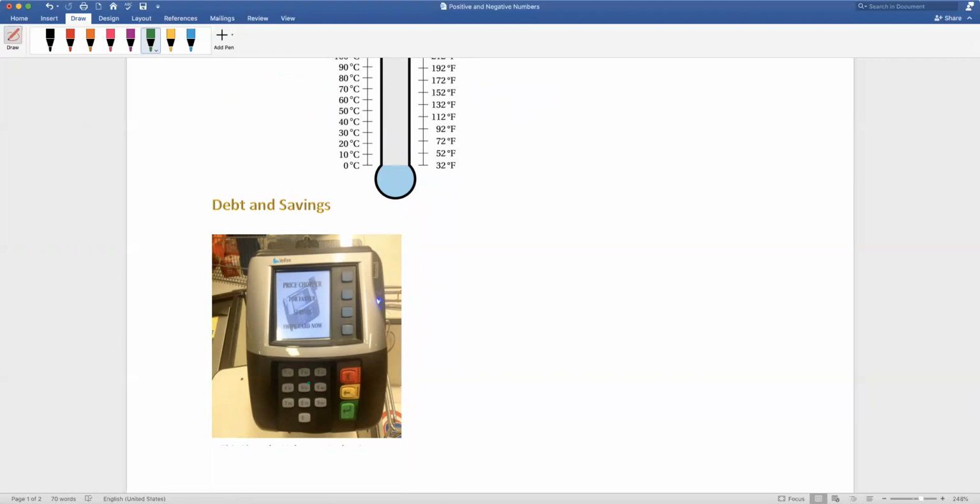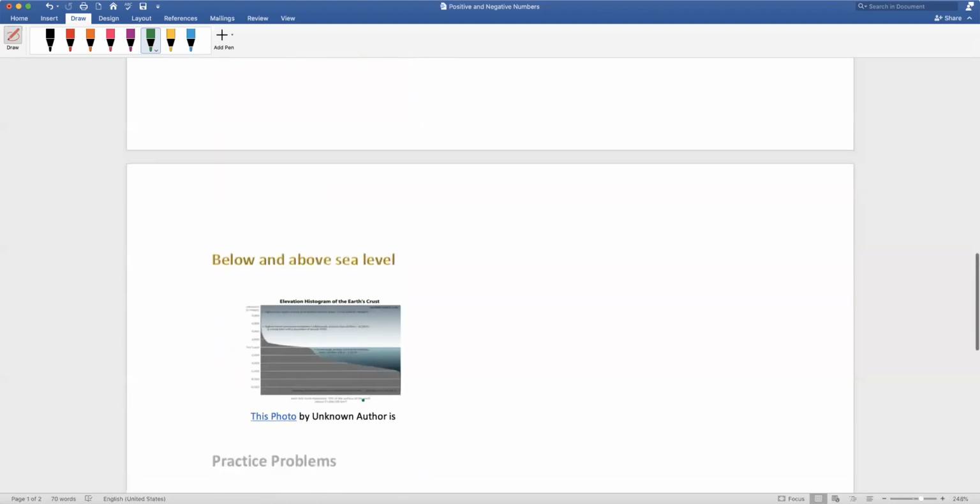But savings is when someone else paid you, like a payday, and you earn extra money, and that's a positive number. Now let's move on to the next example.